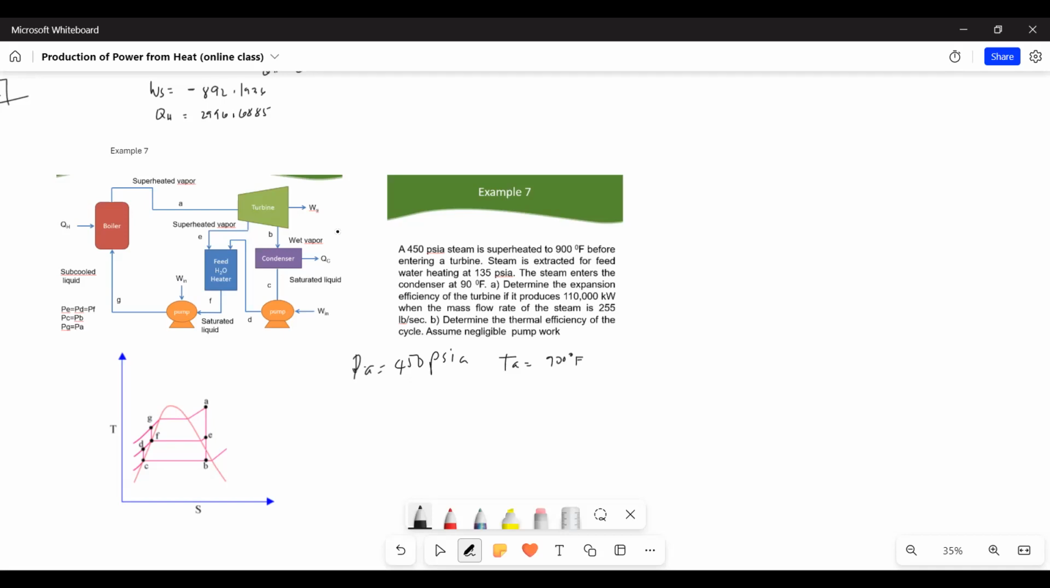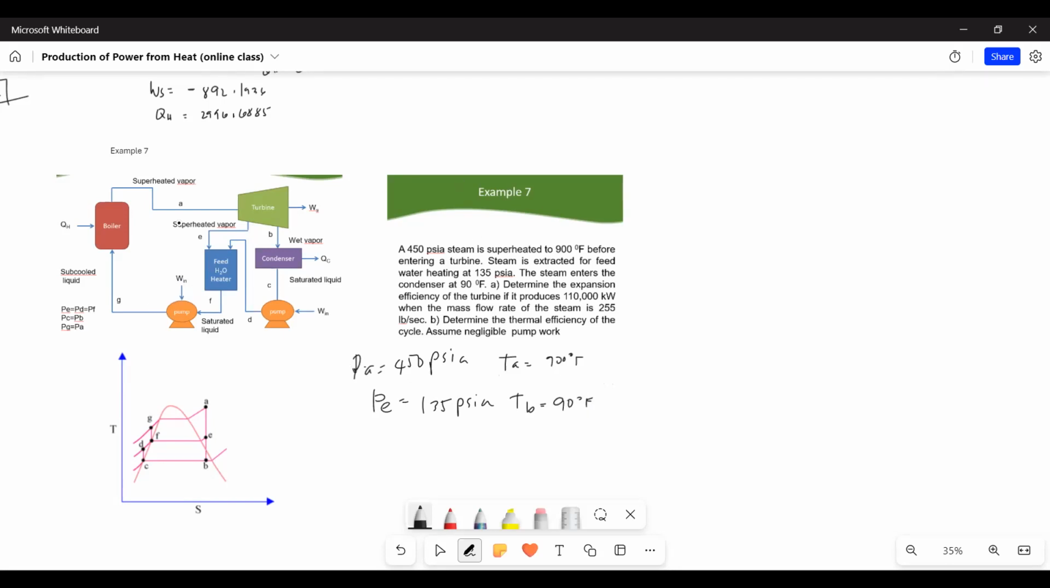And next, we are also given PE. Steam is extracted for feed water heating at 135, right? So this is at this point where we extract steam for feed water heating. So PE, this is it, PE, we extract it, and that is equal to 135 psia. It enters the condenser, so that is TB, enters the condenser. This is the condenser, right? So TB equal to 90 degrees Fahrenheit.